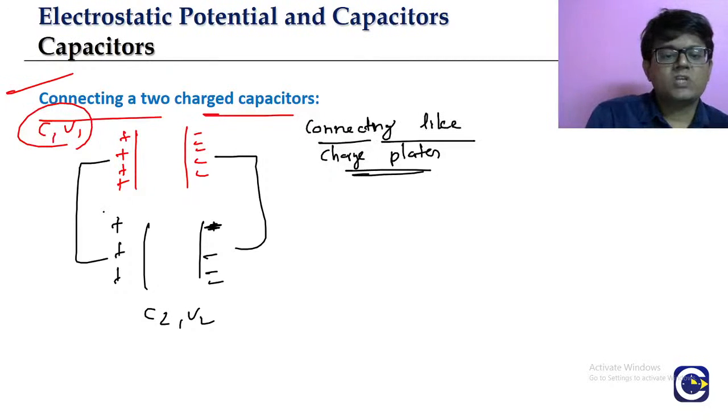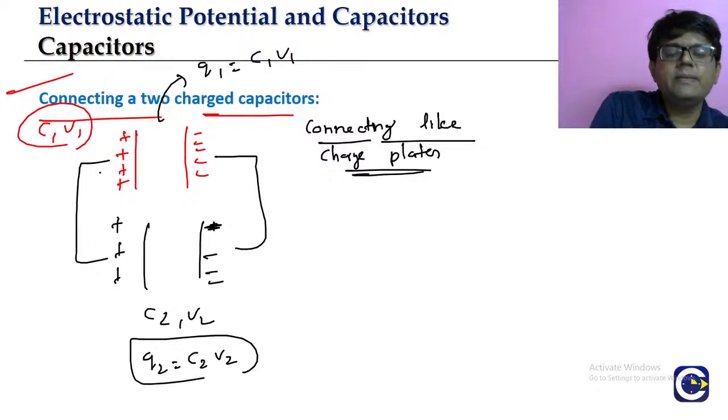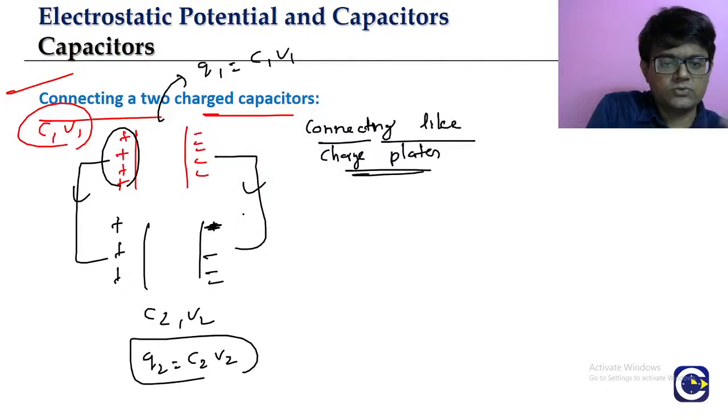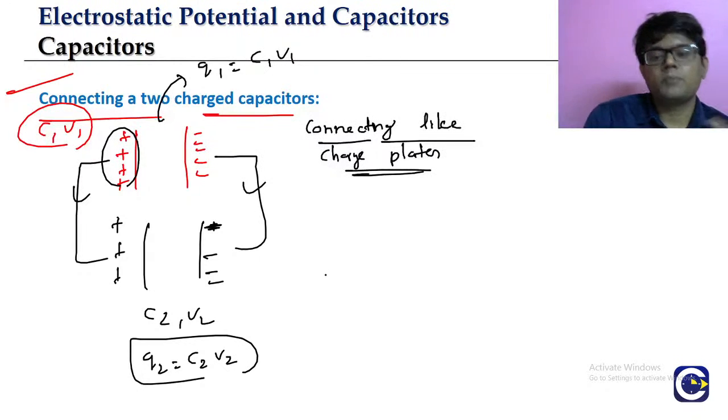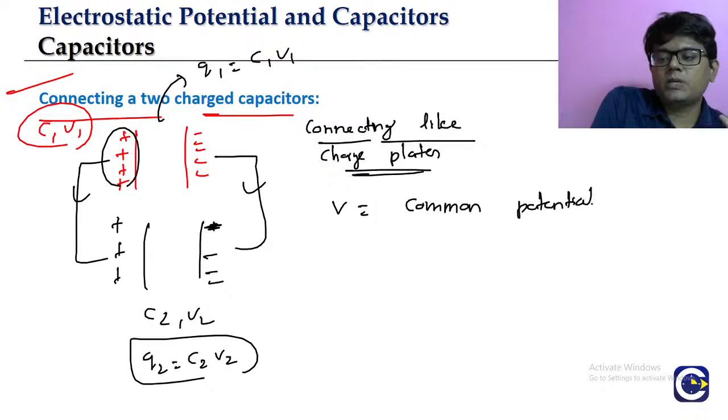So the initial charge on this will be, what is the charge on this? q1 is C1 into V1, similarly q2 is C2 into V2, and the charge will be redistributed. Maybe some positive charge will come from here to here, and some negative charge from here to here. There will be some readjustment till both have the same common potential. Let us say V is the common potential.